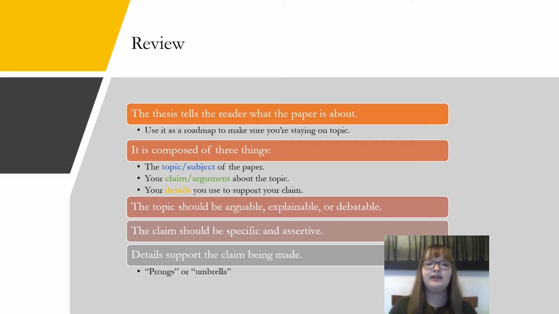Let's review. The thesis statement tells the reader what the paper is about. It should be used as a roadmap to make sure you're staying on topic. Your thesis should be composed of three things: your topic, the claim about your topic, and the details you use to support your claim. Your topic should be arguable, explainable, or debatable. Your claim should be specific and assertive, and your details should support the claim being made. So remember, you can use either the prongs or the umbrella approach with your details.